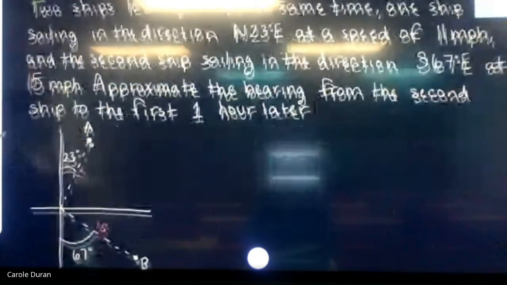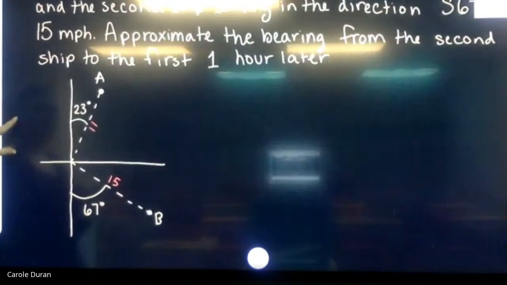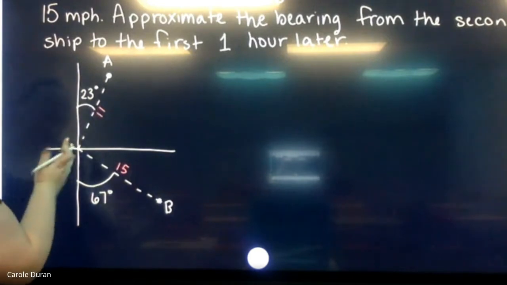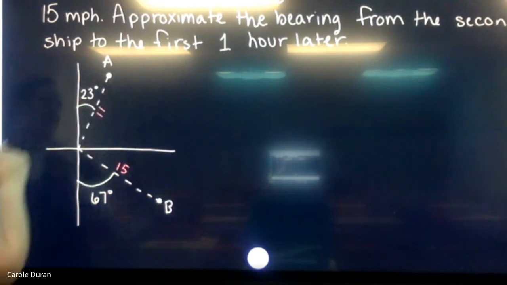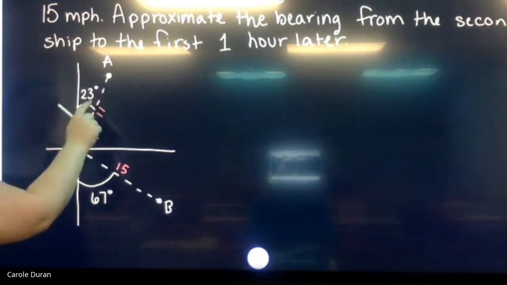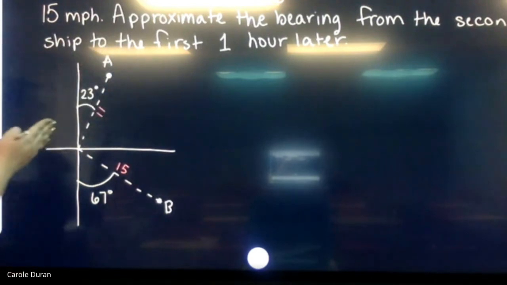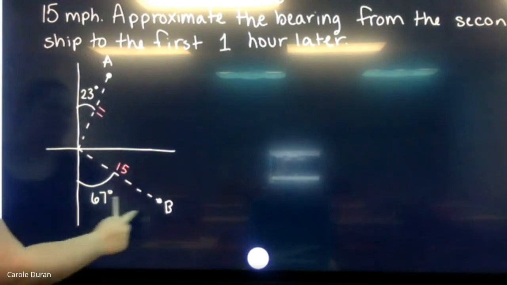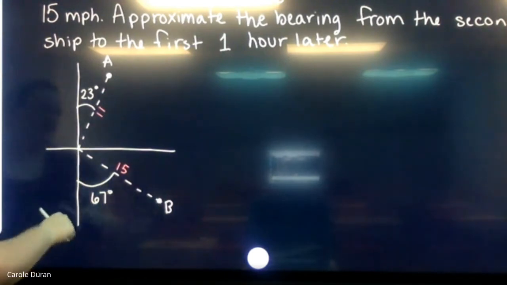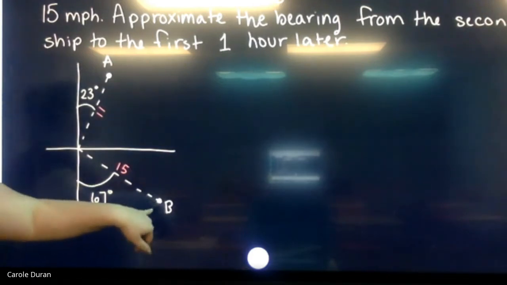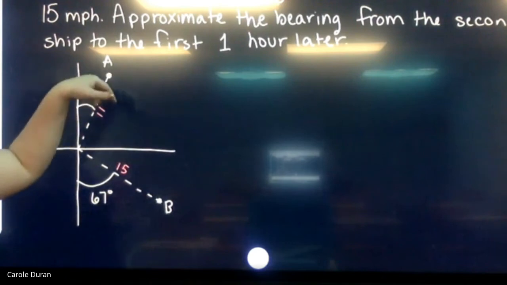So what I've gone ahead and done already is I've drawn a picture. On this picture, I have their starting point. Since the first one went north 23 degrees east, I know I went up, and then 23 degrees to the right was their general bearing. So the angle between our vertical axis and where my ship went was 23 degrees. The second ship went south, 67 degrees east. So again, I went south or down, and then to the right, and it was an angle of 67 degrees with the y-axis. So what it wants to know now is after an hour, what is the angle difference between ship B and ship A?